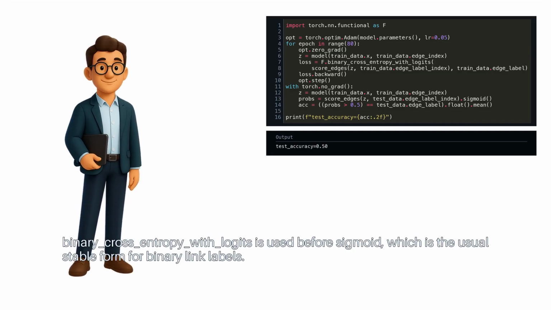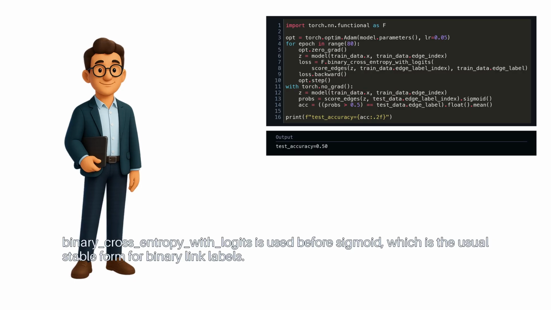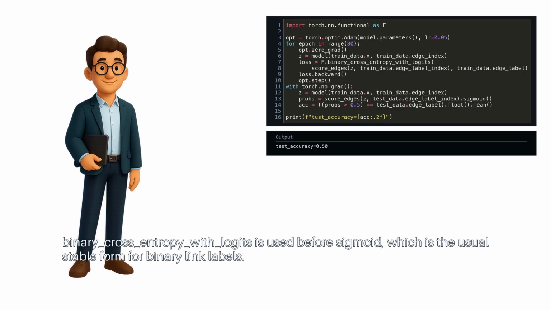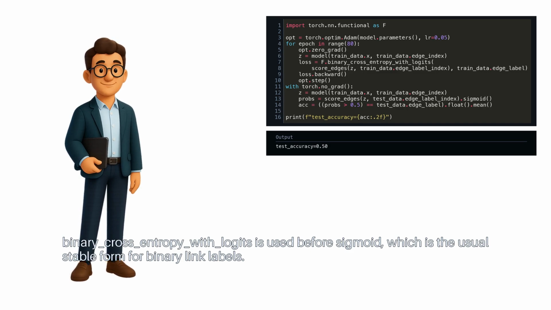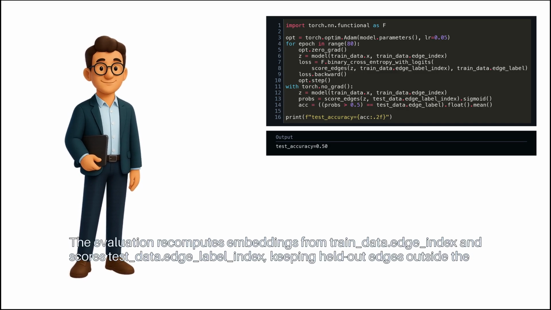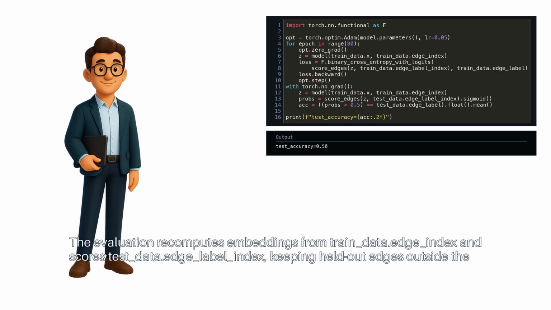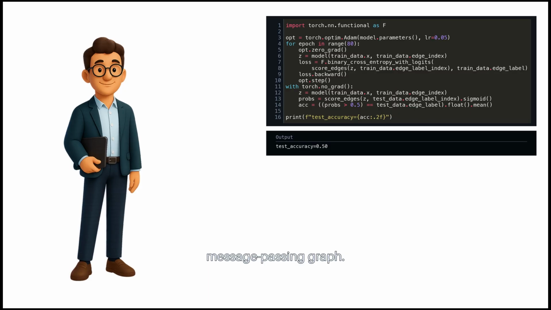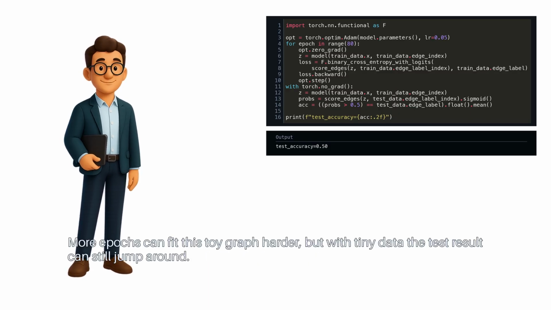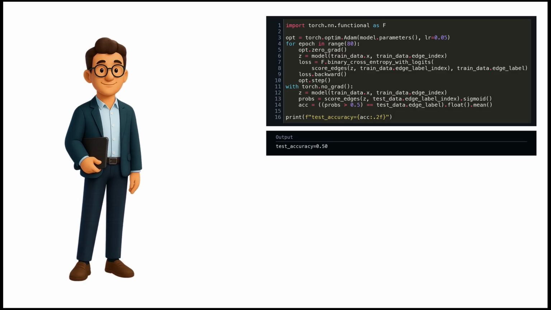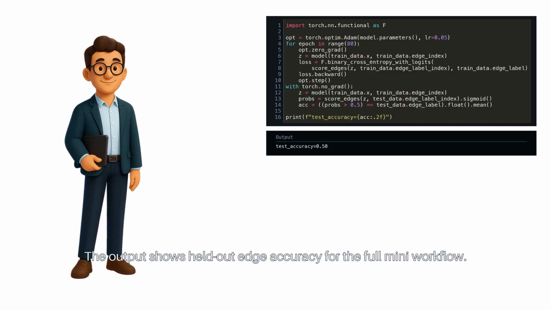Binary cross-entropy with logits is used before sigmoid, which is the usual stable form for binary link labels. The evaluation recomputes embeddings from train_data.edge_index and scores test_data.edge_label_index, keeping held-out edges outside the message passing graph. More epochs can fit this toy graph harder, but with tiny data, the test result can still jump around. The output shows held-out edge accuracy for the full mini workflow.